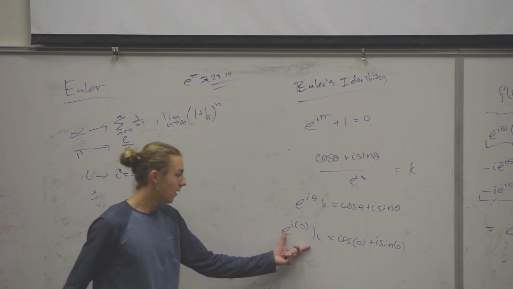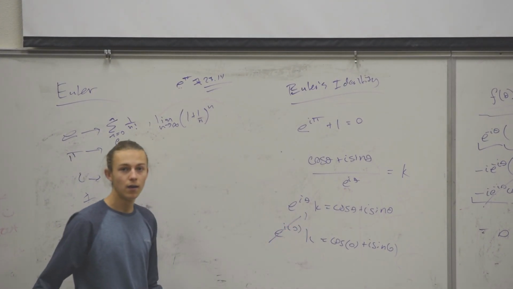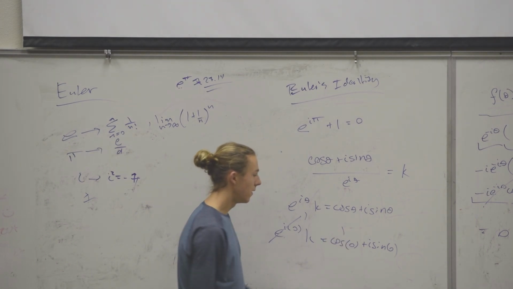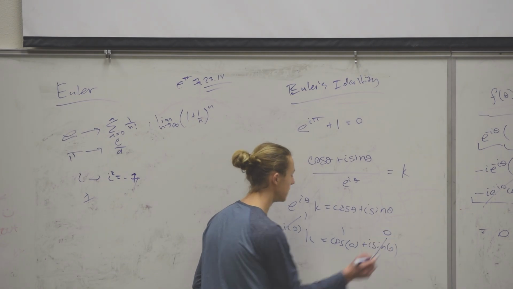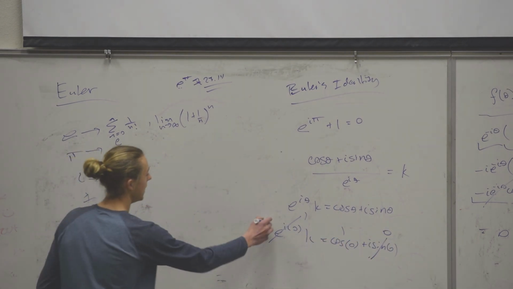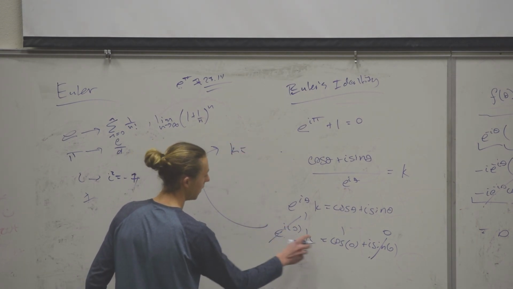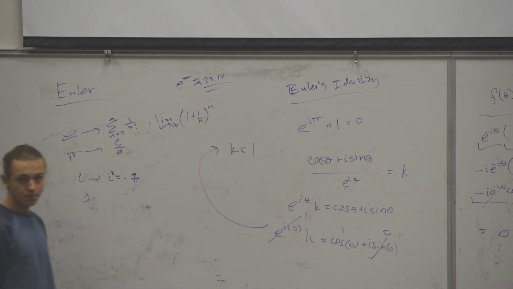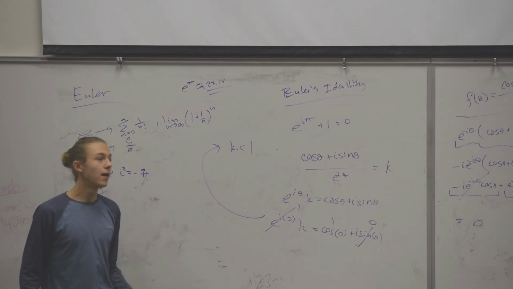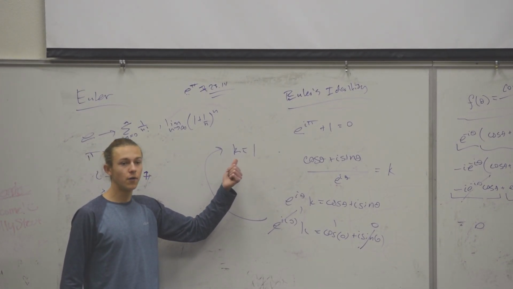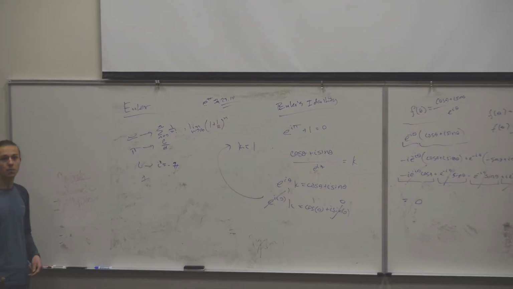Okay, so e to the i times 0 is just e to the 0, which is just 1, right? Cosine 0 is 1, and i times sine of 0 is just i times 0, which is 0. So now what I have here is k equal, this is 0, this is just 1. So essentially what this says, and this doesn't just hold true for theta equals 0, this holds true for all theta, so theta from 0 to 2 pi.